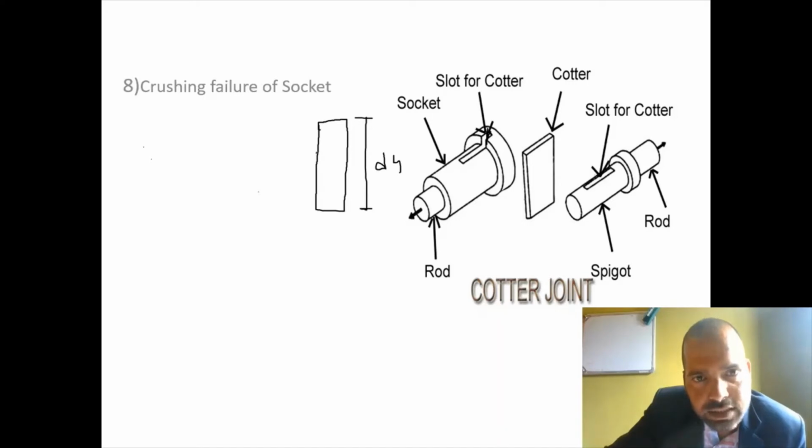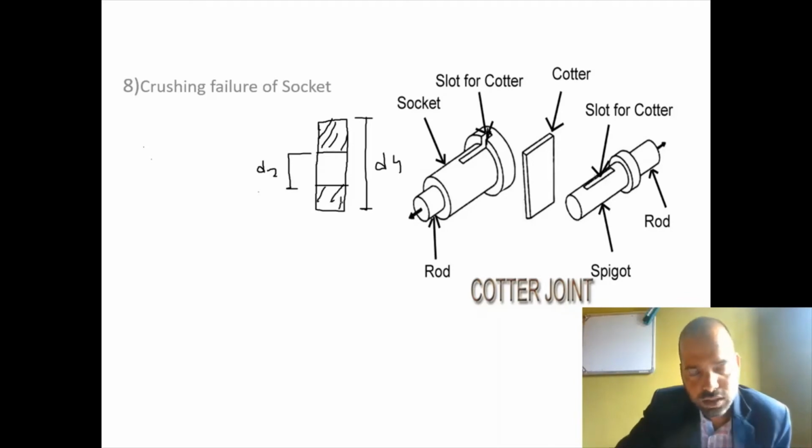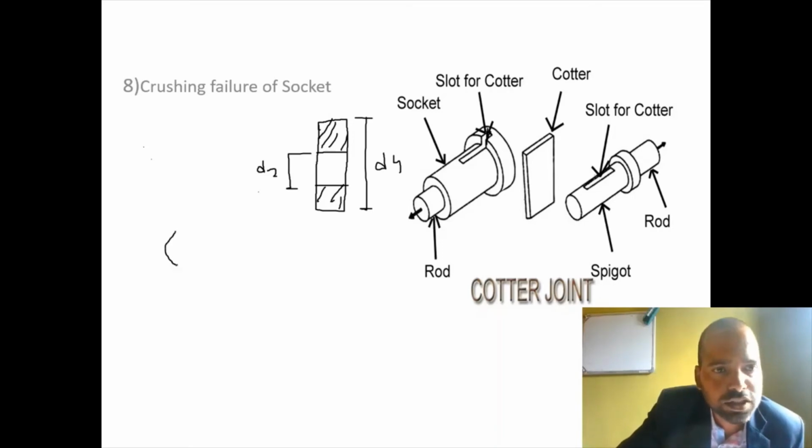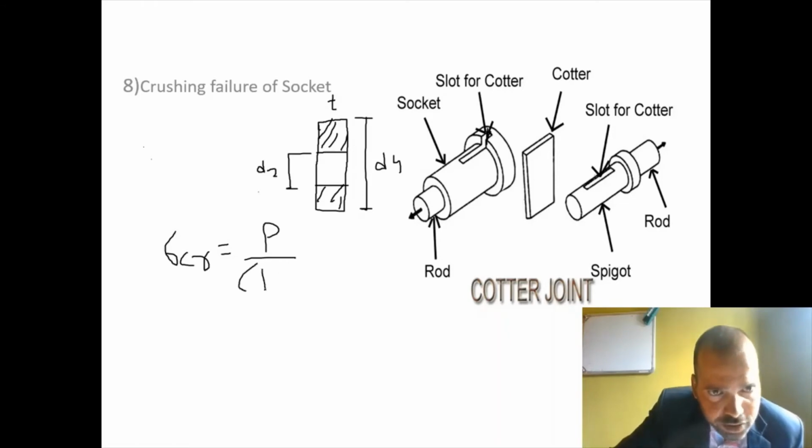But as there is a hole of diameter D2 in between, how much is the portion which is subjected to crushing? Only this much portion is subjected to crushing failure of the component. How much is the area subjected to crushing? For crushing failure, we have to project that area, that is, applied force over the area (D4 minus D2) into thickness t. What is that area? Area is (D4 minus D2) into thickness t.